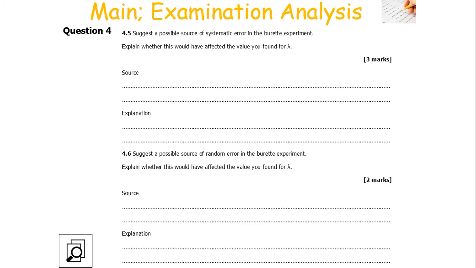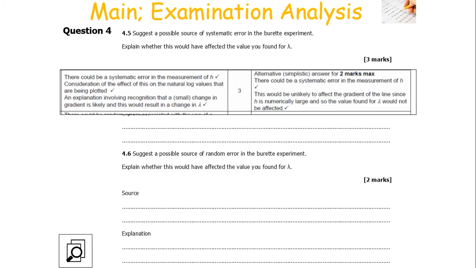Now it says suggest a possible source of systematic error in the burette experiment and explain whether this would have affected the value you found for lambda. Now if you look at this particular experiment, the systematic error, which is a constant error in every measurement, is most likely going to be in h, the height. So you might have made a mistake when you set up the height of your burette.